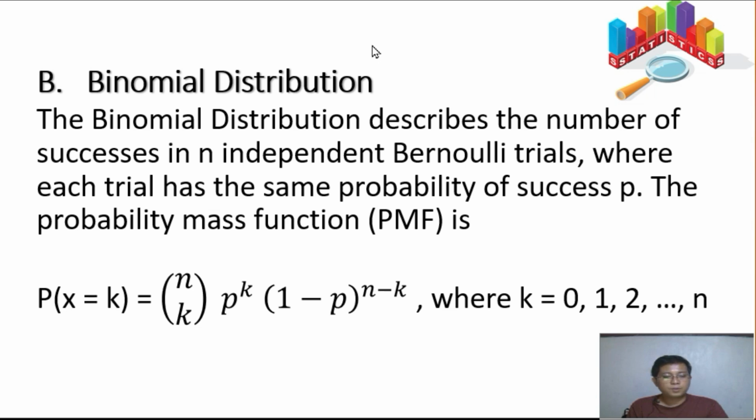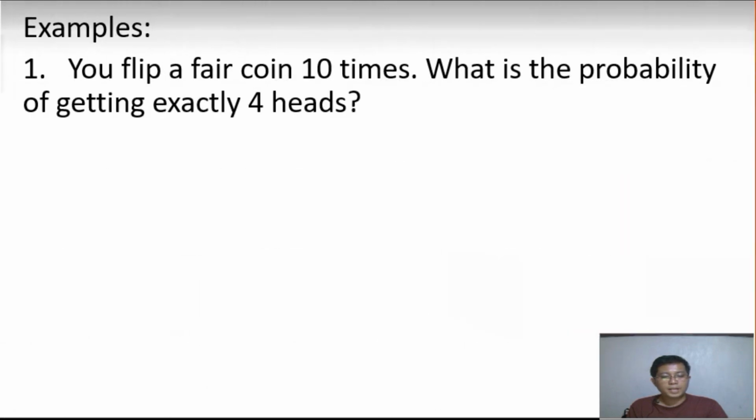So let me provide some real-life examples and computations about binomial distribution. So let's have this problem. You flip a fair coin 10 times. What is the probability of getting exactly 4 heads? So here we need to find the values of n, p, and k. So let's write the given. Here, n is equal to 10 since you need to flip the coin 10 times. P is equal to 1/2. Why? Because the probability of getting a head in tossing a coin is 1/2 or 0.5. You're asked to find the probability of getting exactly 4 heads. So therefore, k is equal to 4.